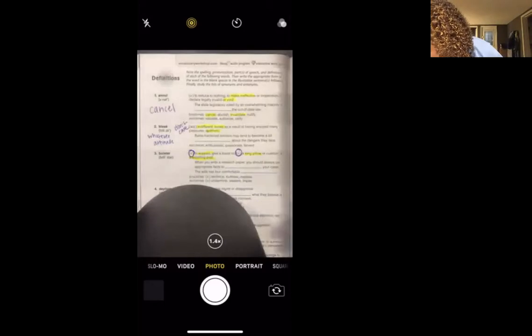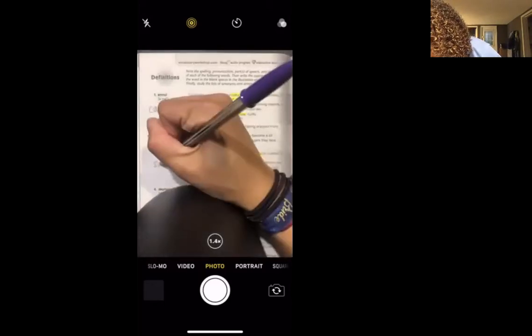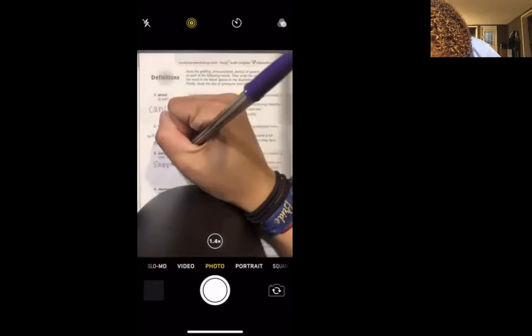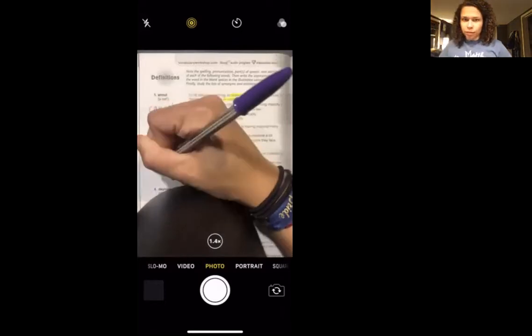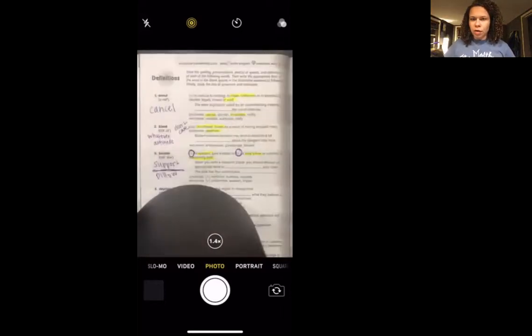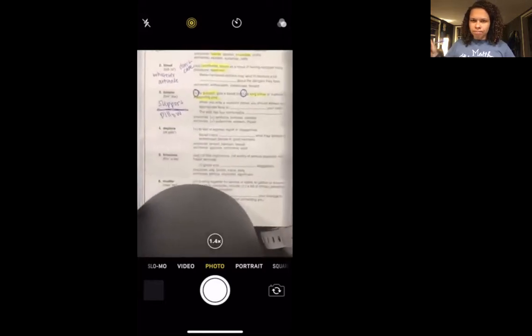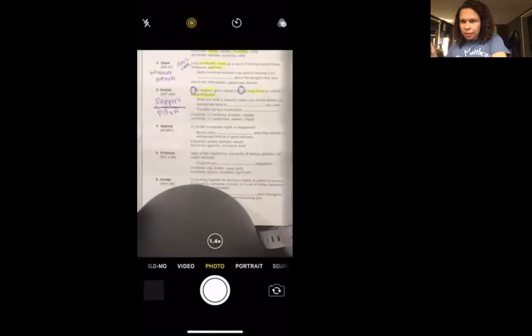So we're going to write support, slash, pillow. And I know that's a little bit blurry and it's a little laggy. So remember, you can always go back and look.